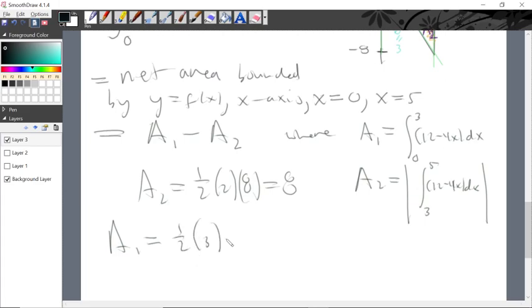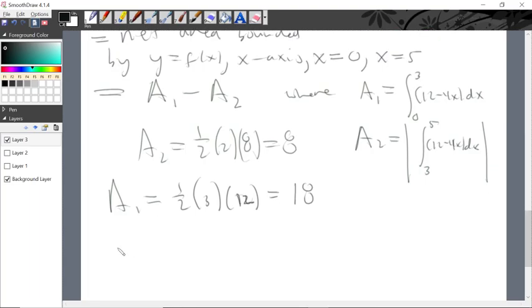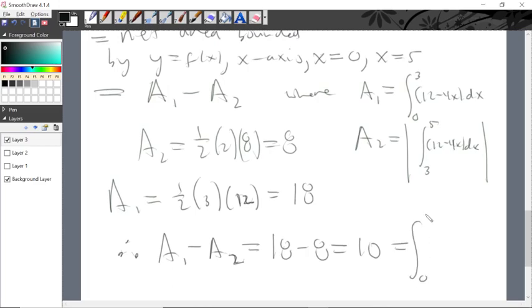1/2 times 3 times 12. Okay, so 1/2 times 12 is 6. 6 times 3 is 18. So therefore, we have that A1 minus A2 is equal to 18 minus 8, which is equal to 10. And that would be then the integral from 0 to 5 of 12 minus 4x dx.